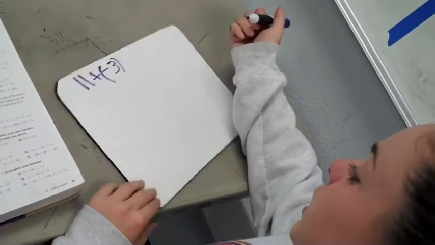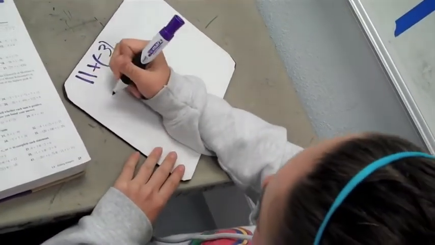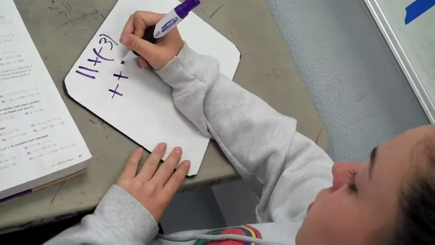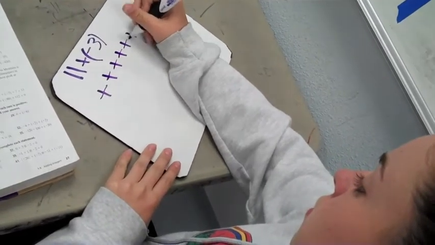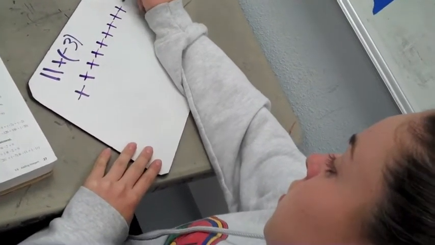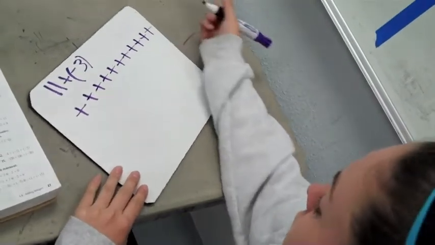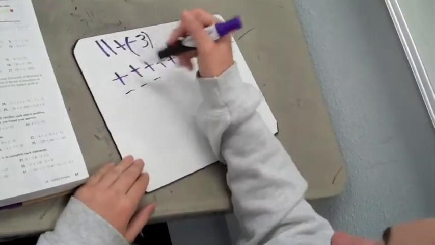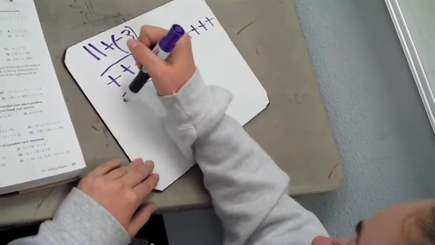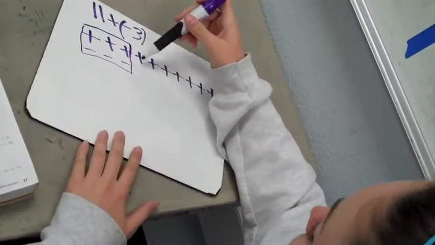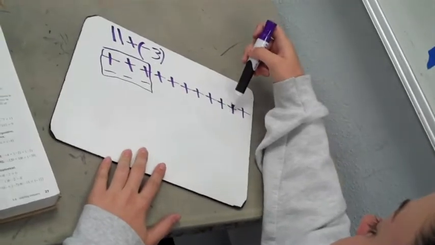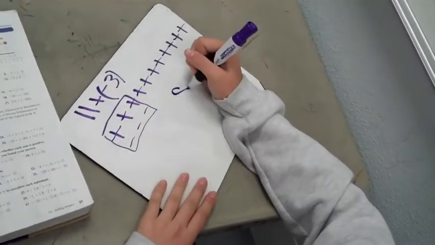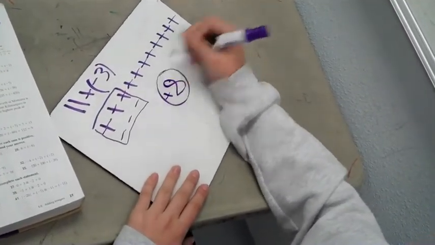On this first one, positive 11 plus -3, so you write 11, and then you add -3, and then there's 3 zero pairs, and there's 1, 2, 3, 4, 5, 6, 7, 8 left over, so it's going to be positive 8.